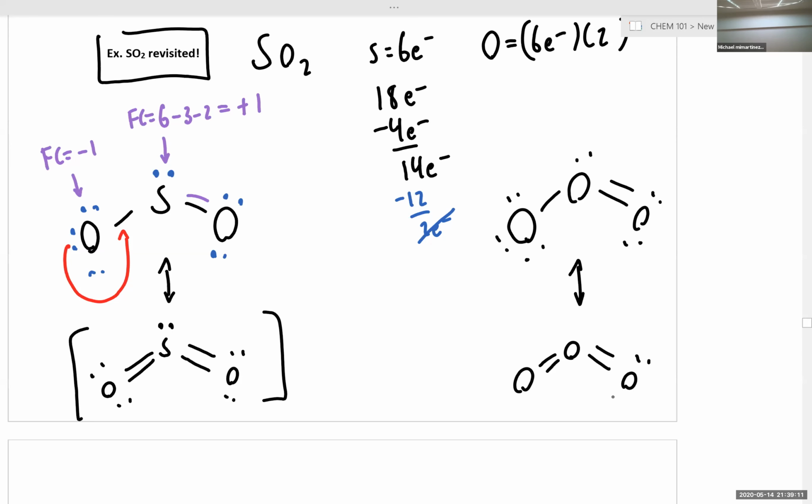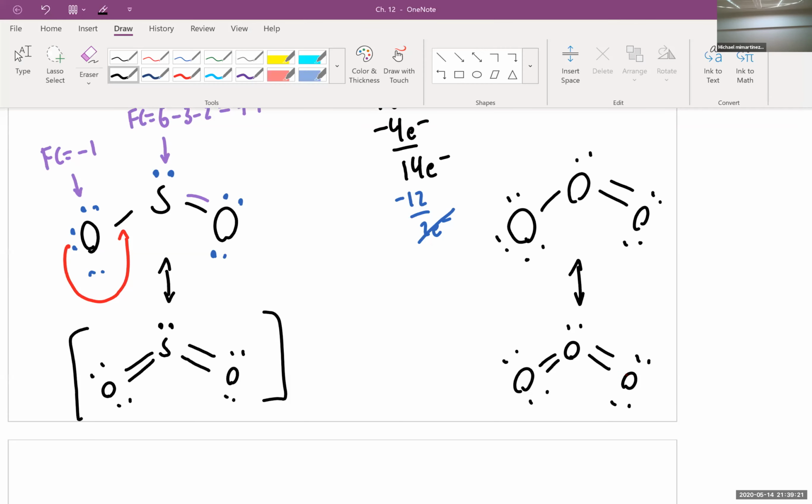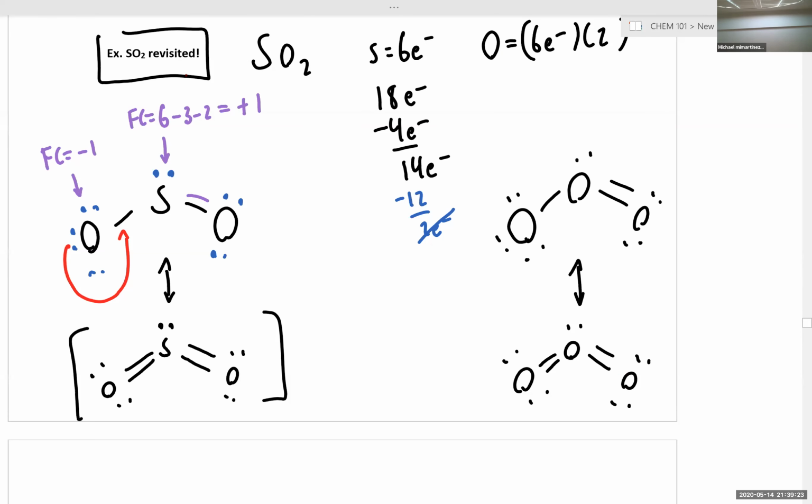Is this okay to do for ozone? Can I draw this structure for ozone? Does this work? Yes or no? Remembering our rule that we're looking at n equals 3 and below, and if we know oxygen is n equals 2, can oxygen accommodate an expanded octet? Can you draw this expanded octet structure for oxygen?